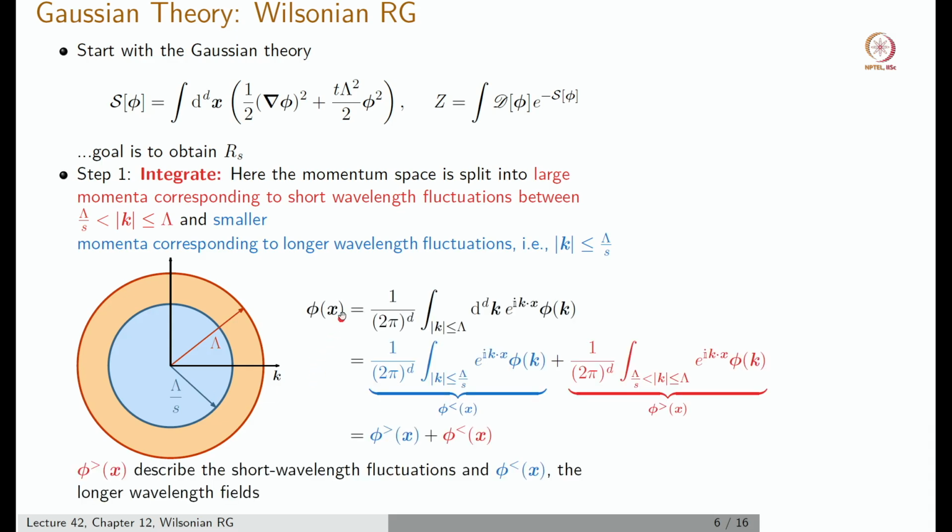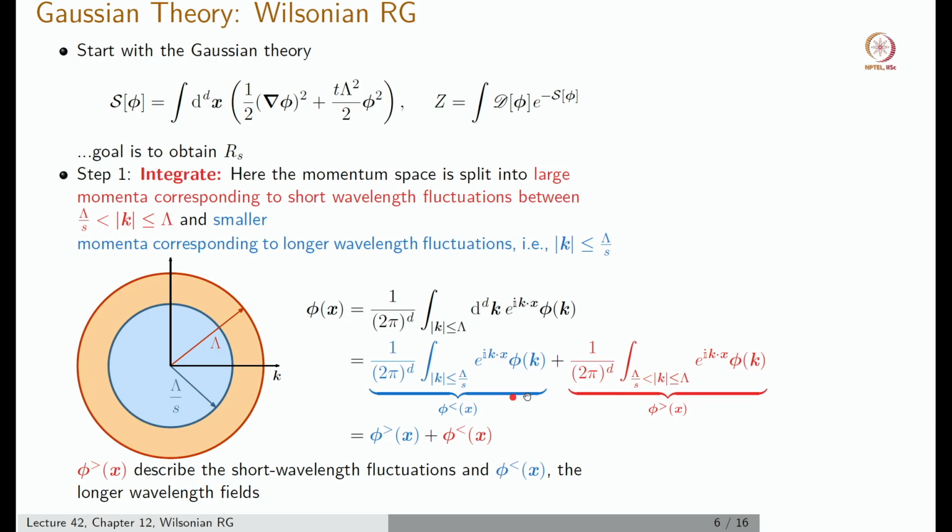Well, it's very straightforward. If you take the field phi of x, you see that phi of x is an integral over all Fourier components inside this sphere, if you wish, in d dimensions. All of these momenta are included in that. Now what we do is split this integral: this sphere, the blue sphere, gives us the less than field, meaning the fields with longer wavelength Fourier components. And this is the highly fluctuating field with shorter wavelength terms.